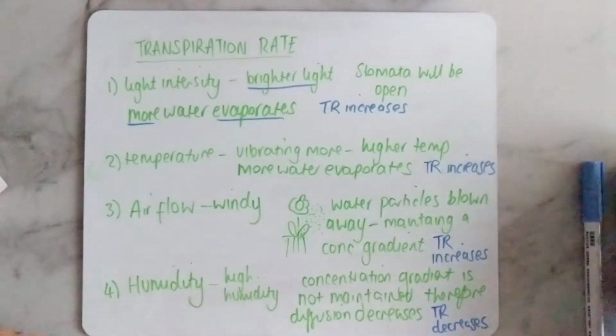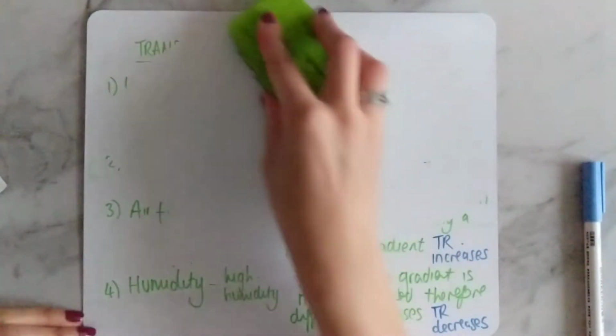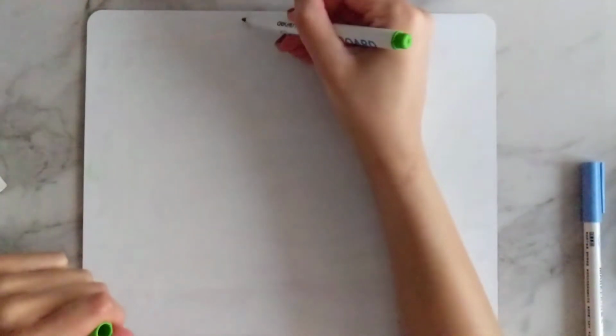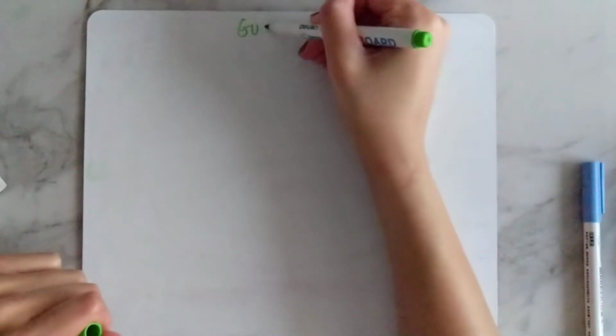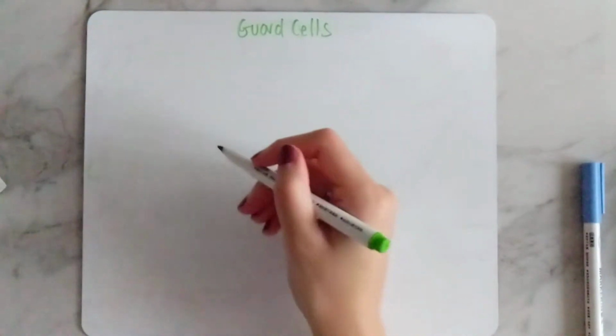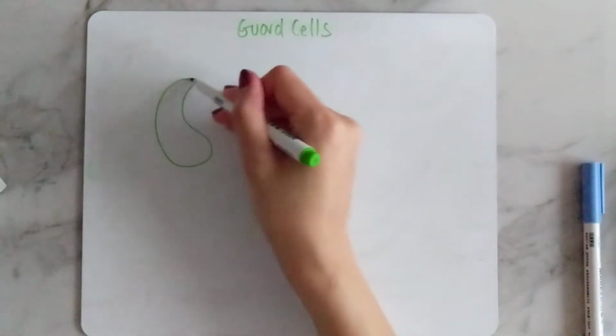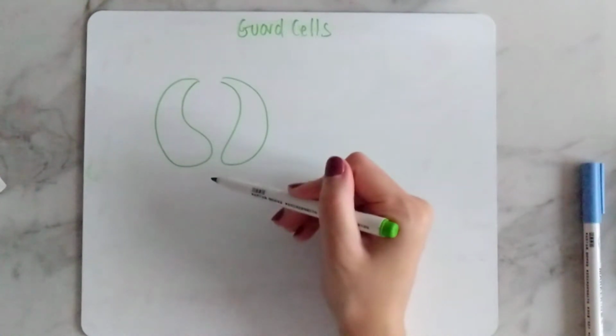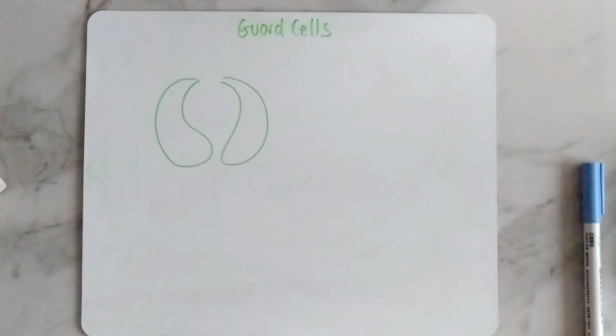So the last thing I want to go through now is the guard cells. So remember, the guard cells are on the sides of the stomata, but you need to know how they control the stomata. So the guard cells are kidney shaped, so they look like this. And this is the stomata. It's just a hole, a gap.